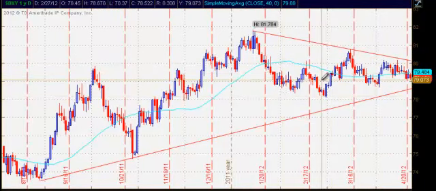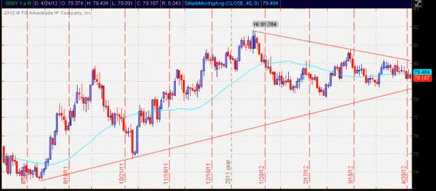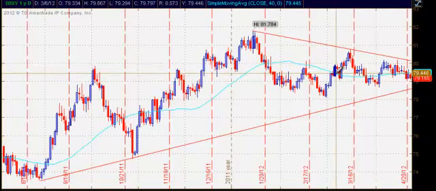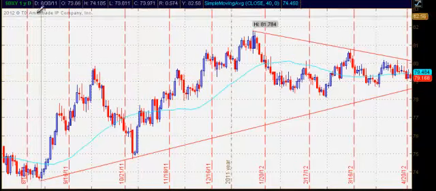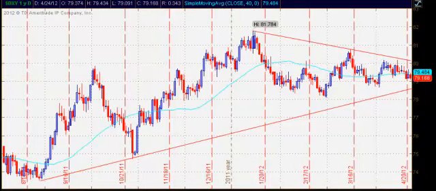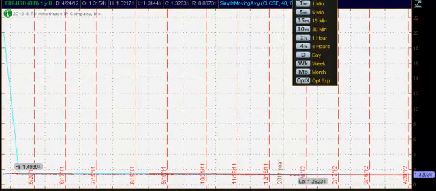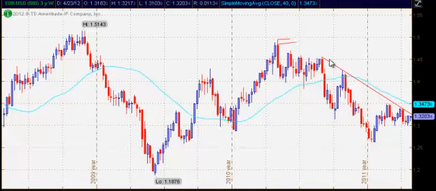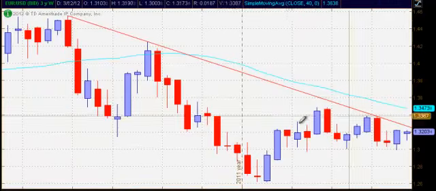The direction of the breakout will depend a lot on what's happening with the euro, because the euro is responsible for more than 50% of the weight in this index. So let's take a look at the euro. And I want to show you the weekly chart of the euro.